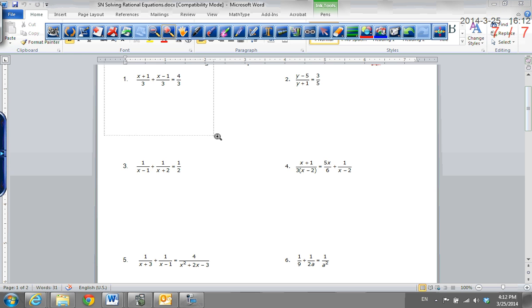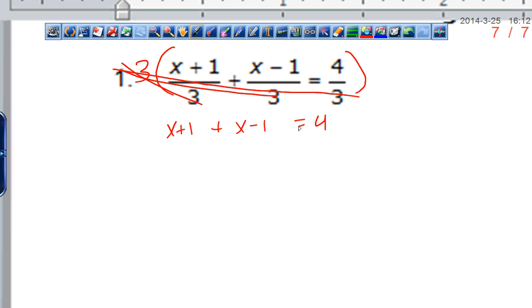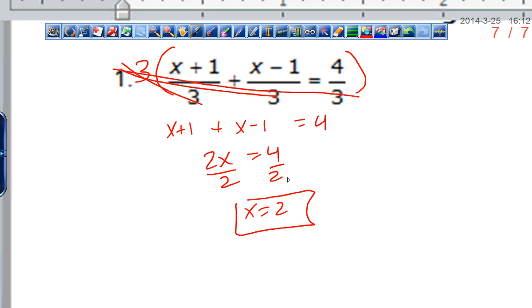The first thing on number one, if you have the same common denominator, we can multiply by that common denominator. When you do that, it cancels out all the different denominators. So then I get x plus 1 plus x minus 1 equals 4. Combine like terms, 1 and negative 1 go away, I get 4, divide by 2, and x is 2. When you have a common denominator, it's super easy.